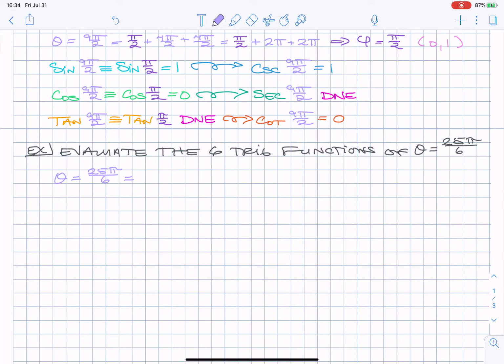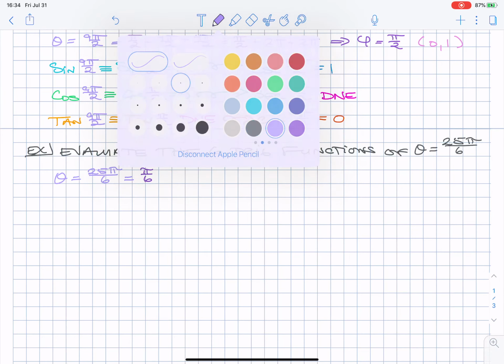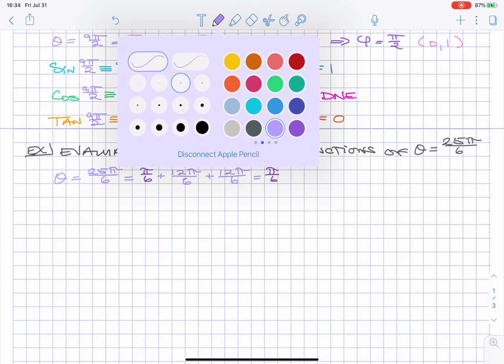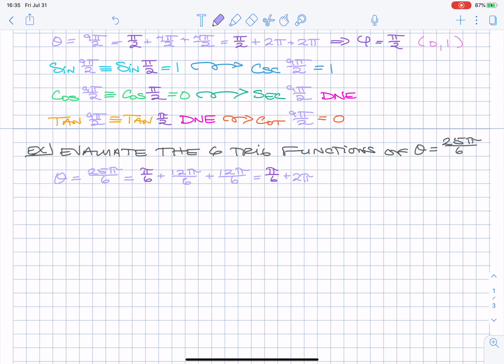I'm going to write this as 1 pi over 6 plus 12 pi over 6 plus 12 pi over 6. So that's going to be pi over 6 plus 2 pi plus 2 pi. So I've gone 2 more revolutions, but since they're full revolutions, I just come back to phi at pi over 6, which is 30 degrees. So that has a longer x-coordinate, root 3 over 2, and a shorter y-coordinate, 1/2.